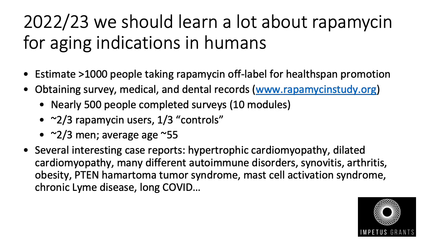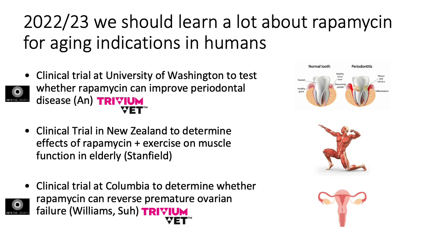Okay, so there are also now three clinical trials that I know of that are starting up specifically because of this geroscience idea behind rapamycin, to see whether we can have impacts on age-related endpoints in people. So John Hahn, who I mentioned, has a clinical trial funded by the Impetus Program for periodontal disease at the University of Washington. I think they'll be enrolling in the next couple of months. They're just finishing up the IND with FDA because the formulation they're using is developed by this company, Trivium Vet. It's an enteric-coated form of rapamycin.